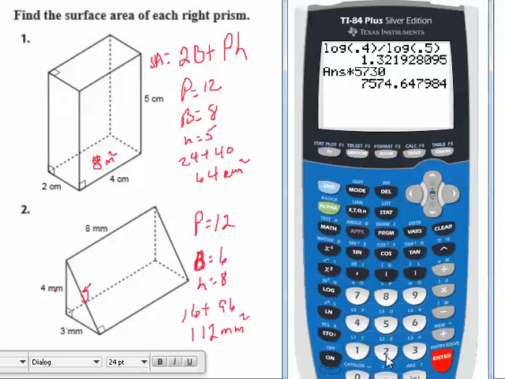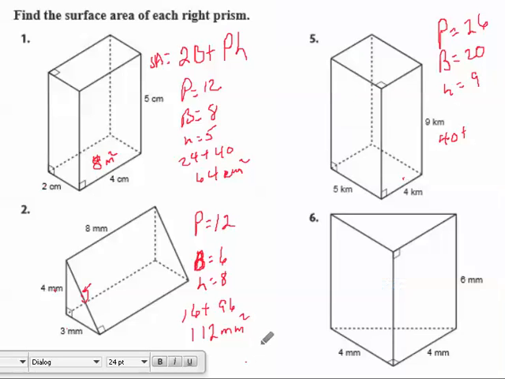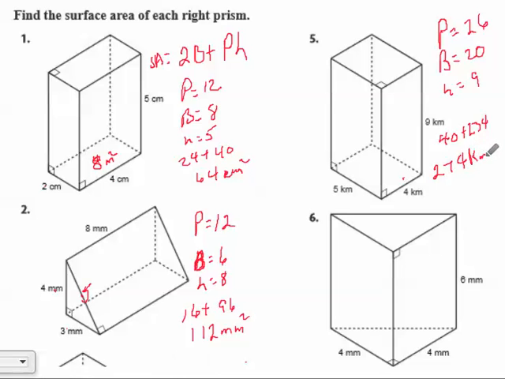26 times 9, clear. 26 times 9 is equal to 234. 234, that's 274 kilometers squared.